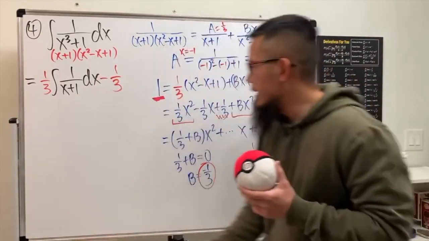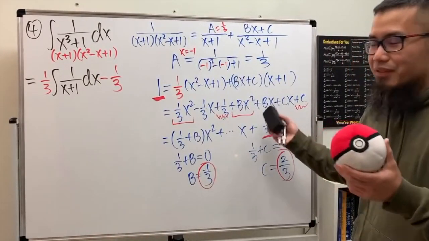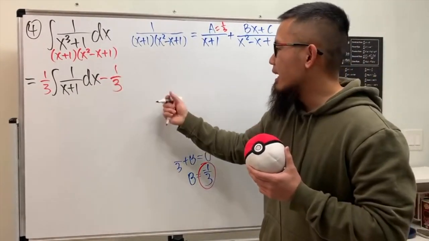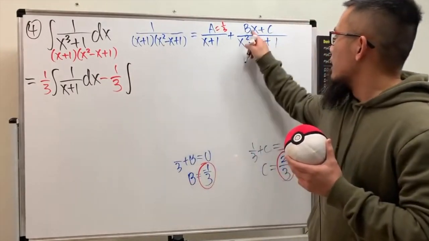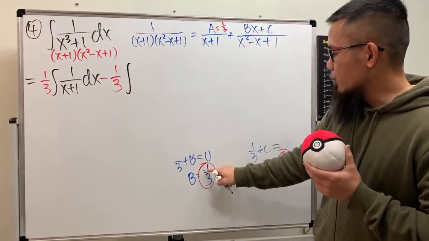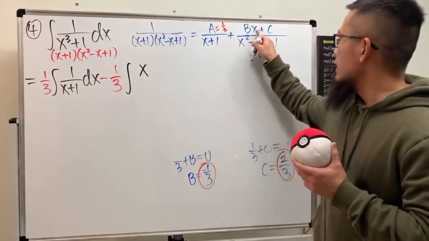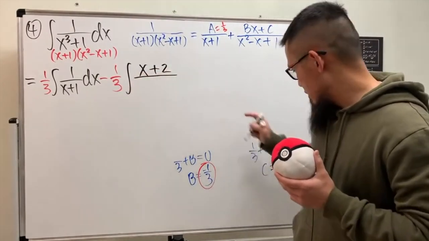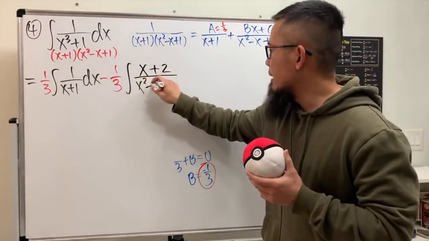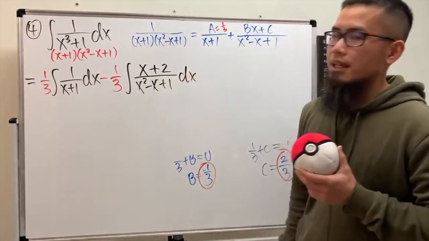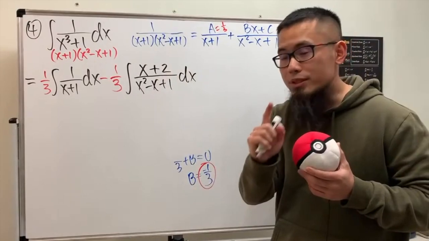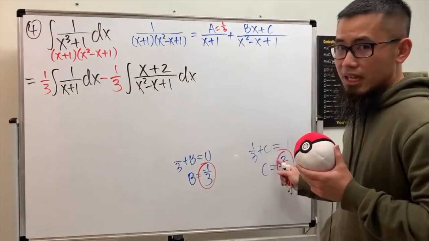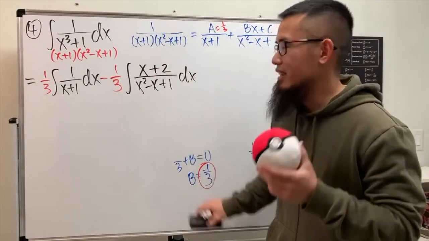Right? And I know I cannot fit in everything on the same board, so I will have to erase this right here. We factor out negative 1/3, and then I will have the integral. Then we will just have x, right? And then C is just 2, so we have x plus 2 over x squared minus x plus 1 dx. But if I put down 2 right here, you see negative 1 times that is negative 1, negative 1 times 2. It's not that. This right here should have been negative 2.